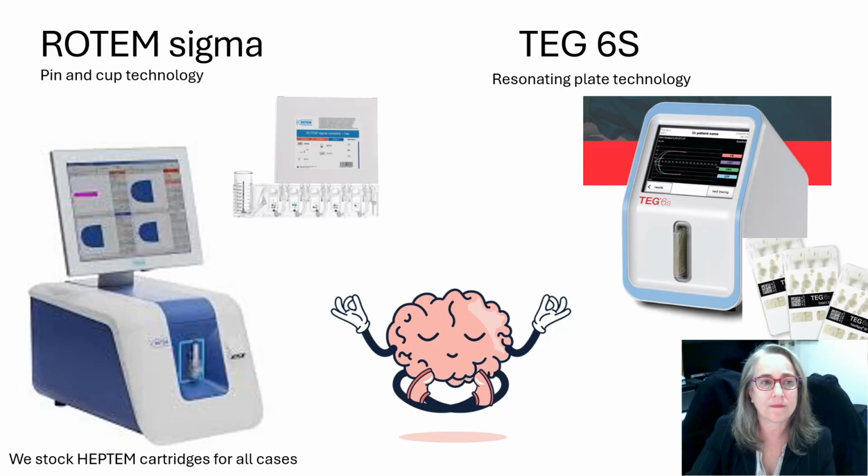So this is what the traces look like. It's called a temogram. So just coming back to this slide I showed you before, I'd now like you to look at the screens. On the left-hand side is a Rotem Sigma screen. It's got a white background. It's got 4 different temograms: FibTem, XTem, HepTem, InTem, and they all have different parameters. On the right hand side, if you look at the screen of the TEG 6S, it has a black background. It also has 4 parameters, but it's just the outside line that's drawn, and they're drawn over the top of each other. So slightly different, but overall similar.